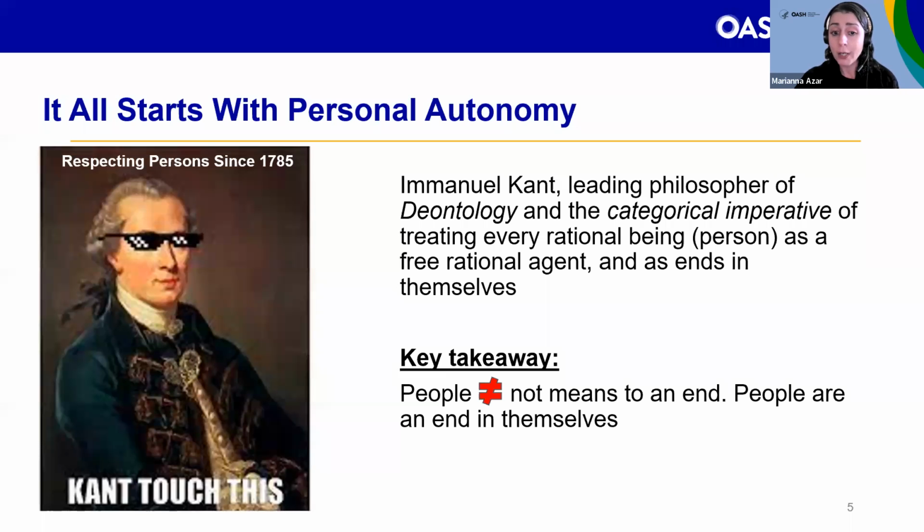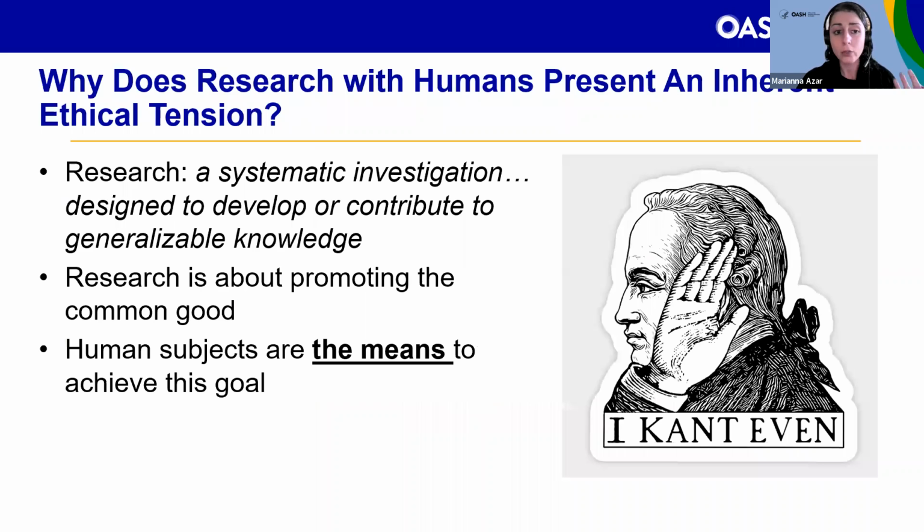Human beings are, again, rational creatures. They can set their own ends. They can make their own free decisions based on their rational wills. They can also set goals for themselves, and they can take steps to realize these goals. And this, for Kant, is what gives human beings their absolute moral worth. Okay, so if we follow Kant's argument, why does research with human beings present an inherent ethical tension?